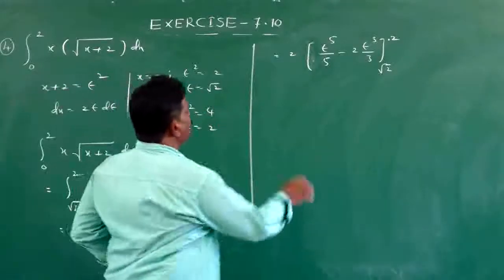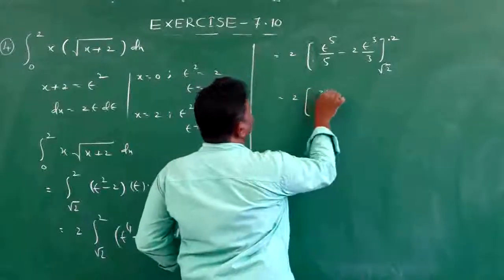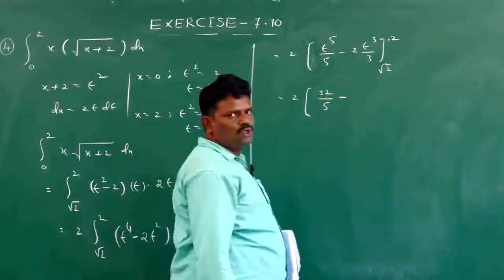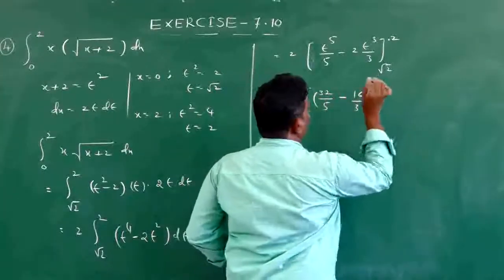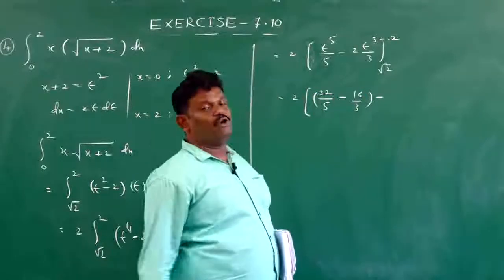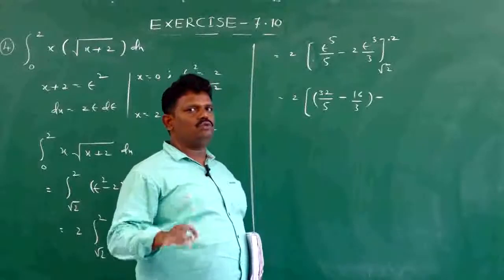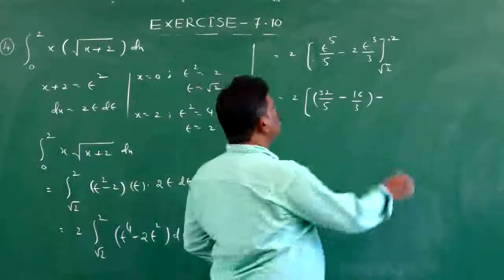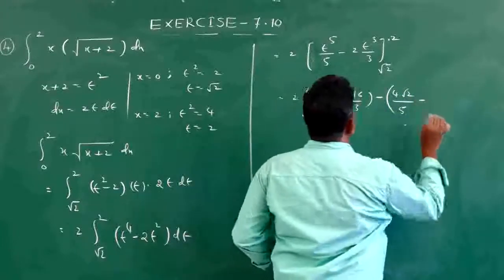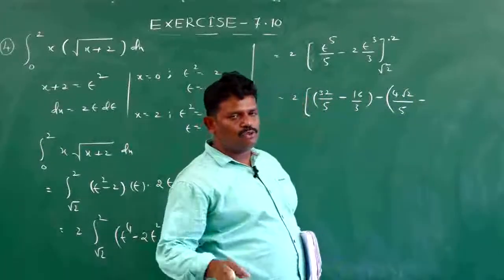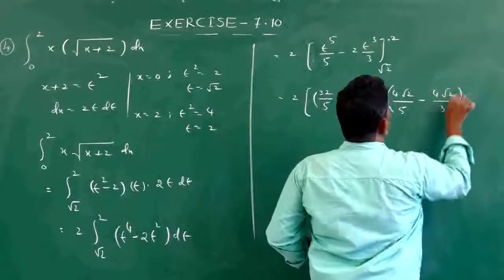Now first we write the upper limit. 2⁵ is 32, so 32/5 minus 2³ is 8, 2 eights are 16, so 16/3. Then minus the lower limit: (root 2)⁵, which is (root 2)⁴ times root 2, 4 times 4 root 2, so 4 root 2/5, minus 3 times root 2 cubed, which is 2 times 2 root 2, already 2 there, so 4 root 2/3.